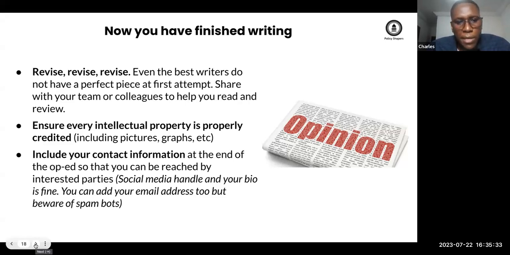It's very important that every intellectual property is properly credited. Ensure that it's credited, including graphs and charts. You reference properly; wherever you source information from, give credit. Include your contact information at the end of the op-ed so that you can be reached by interested parties. Very key. So I told you someone reached out to me.